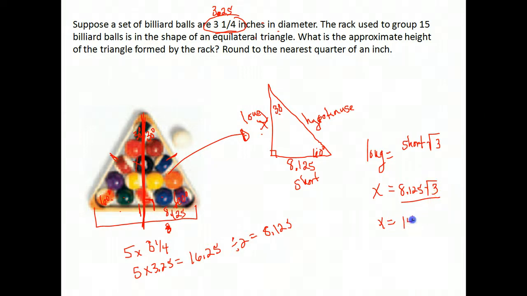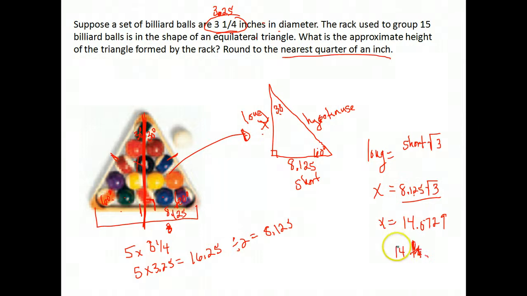And when I do, I get 14.0729. It says it wants it to the nearest quarter of an inch. Well, 0.0729 is not, a quarter would be 0.25. So if you're close to 0.25, it'd be 14 1/4. But here we have 14, if it's 14.5, that's 14 1/2. If it's 0.75, that's 14 3/4. But we're very close to 0 here. So the nearest quarter of an inch would just be 14 inches for us.